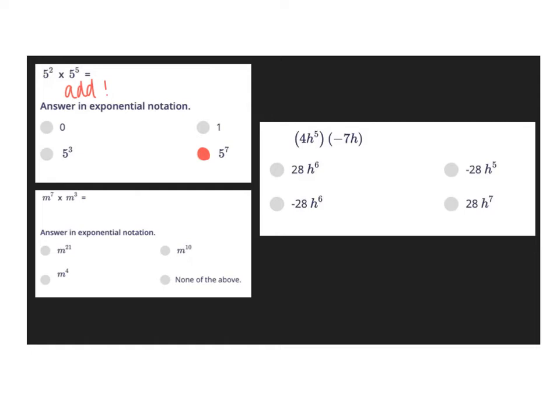Okay? Below that, m to the 7th times m to the 3rd. What are we doing with these exponents? Are we adding them, subtracting them, or multiplying them? We are adding them. So this should be m to the 10th power.